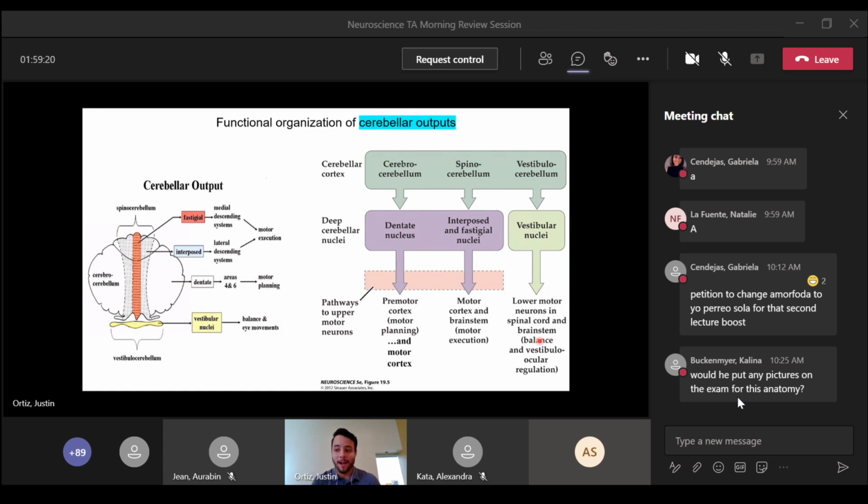Okay, so I know that was a lot. The cerebellum is quite complex, I understand. But a quick recap: we have our cerebellum, inferior to the occipital lobe. If you grab the cerebellum, you have your cerebellar cortex. If you go deep inside, you have your deep cerebellar nuclei. Your cerebellar cortex is divided into 3 regions: spinal cerebellum, cerebral cerebellum, and vestibular cerebellum. Cerebral cerebellum is important for motor planning. Spinal cerebellum, we know, is motor execution. And the vestibular cerebellum goes to the vestibular nuclei, important for balance and coordination.